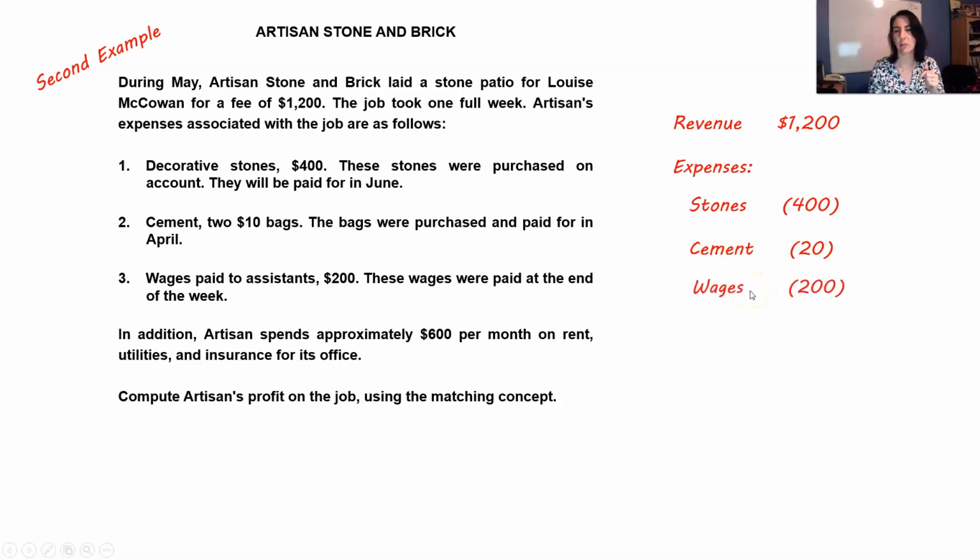Wages paid to assistants, $200. And $600 per month on rent. This job only took a week, so we're going to spread that out. We're going to call it overhead of $150. So the total profit on the job, $430. The $1,200 minus all of these expenses. Okay, accrual basis.